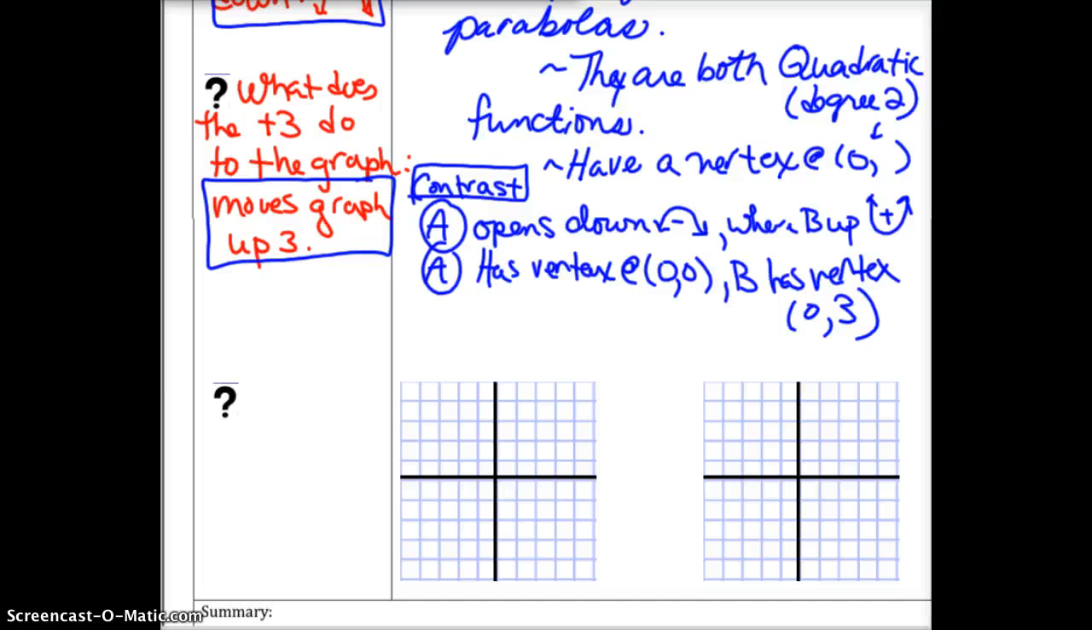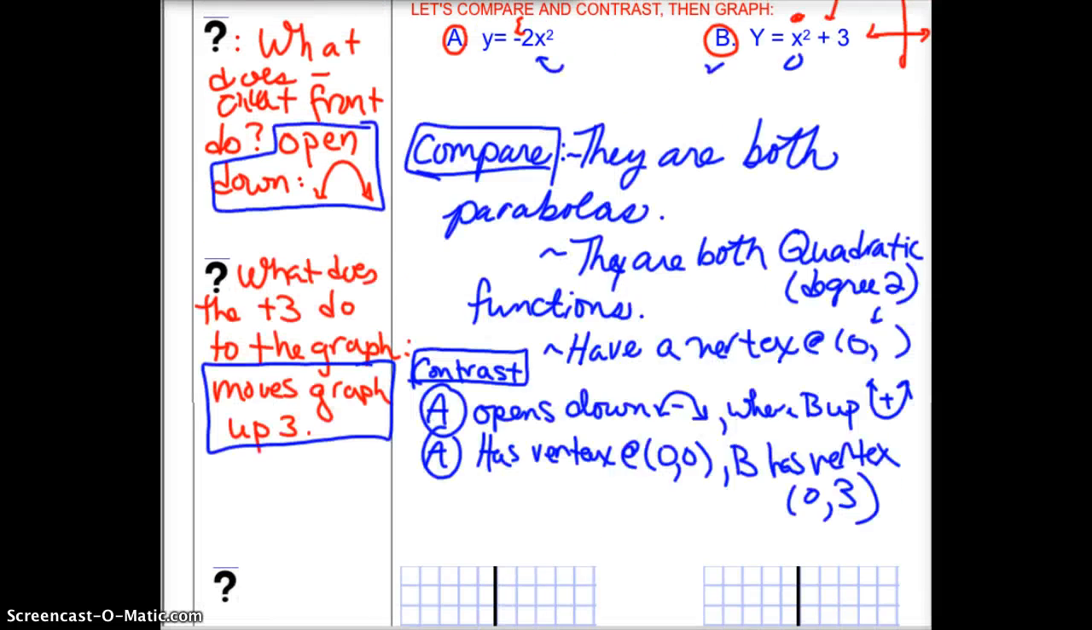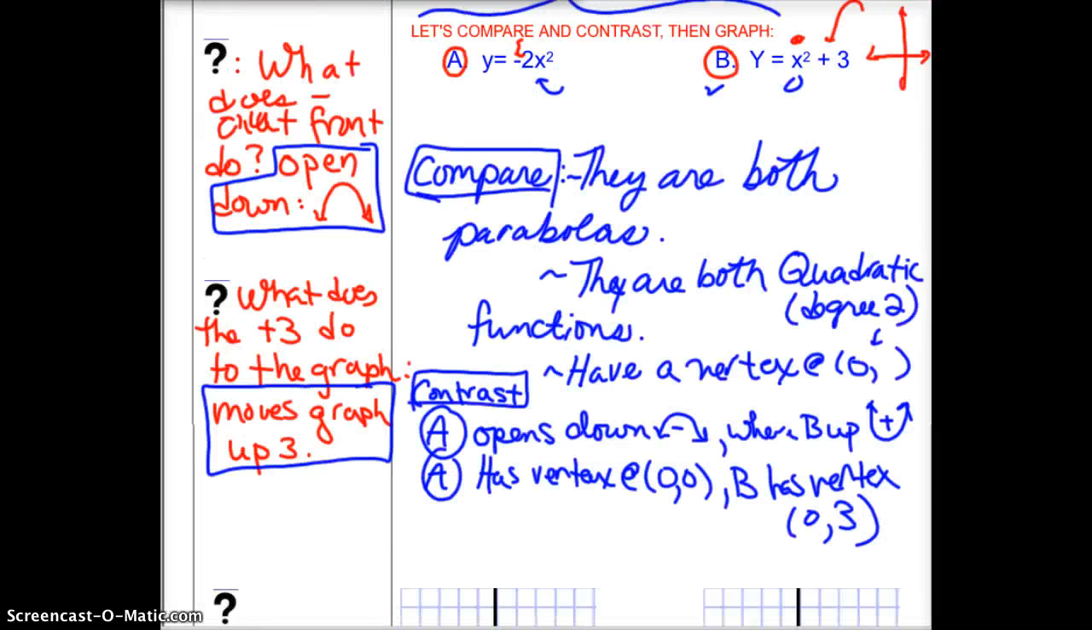What else is different about them? Let's talk about their width or their thickness. You would think that the negative one might make it thinner, or you might think the big number makes it better, but we have to think it through. Remember that negative sign simply makes it open up or down. This gives it a frown, but it doesn't affect its width.